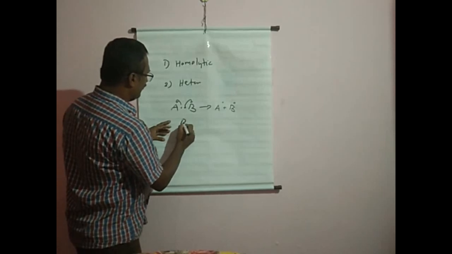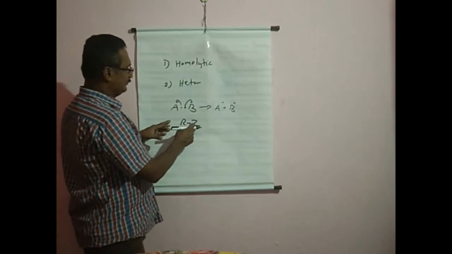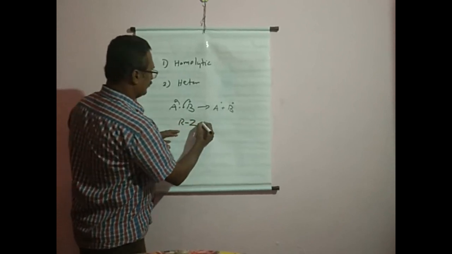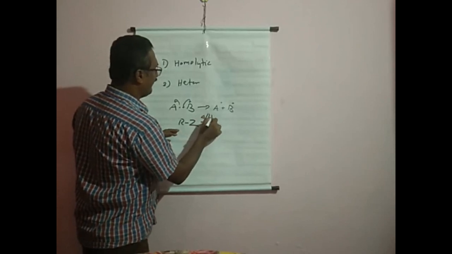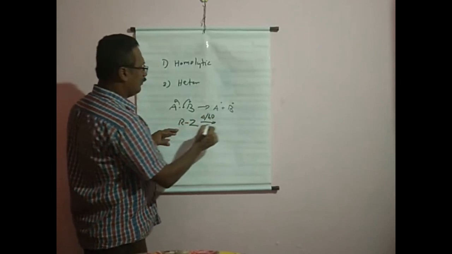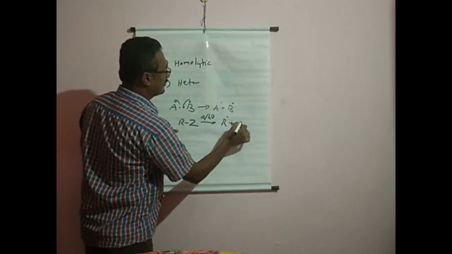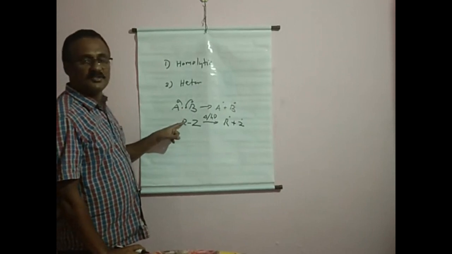For example, R-Z, where R means an alkyl group and Z may be a halogen or something else. In the presence of heat or light, it undergoes homolytic cleavage, forming radicals. Free radicals are getting formed. This is what is called homolytic cleavage.